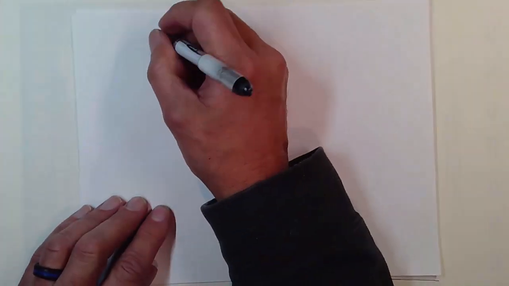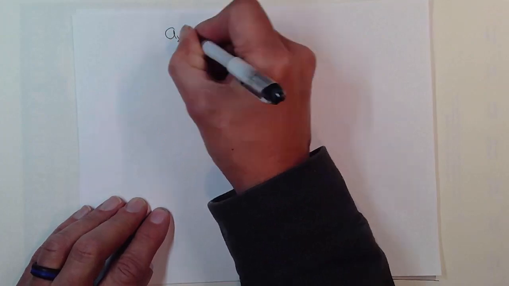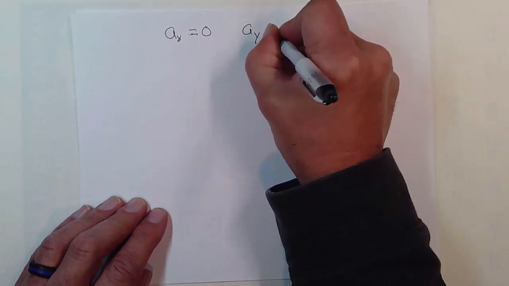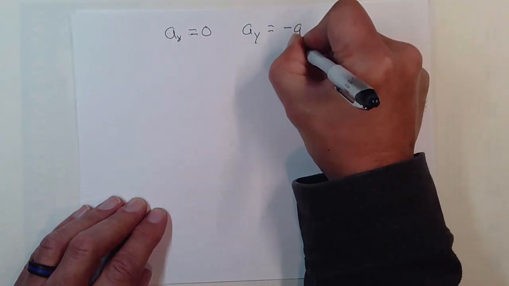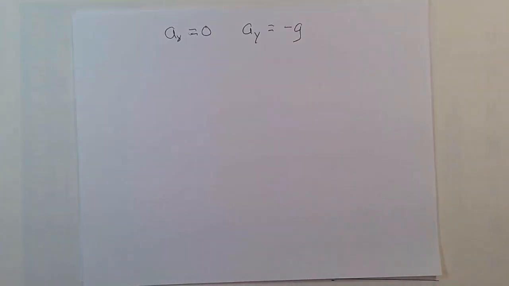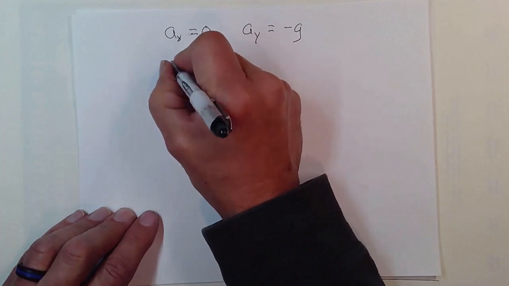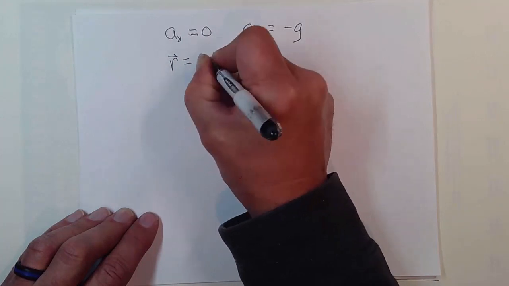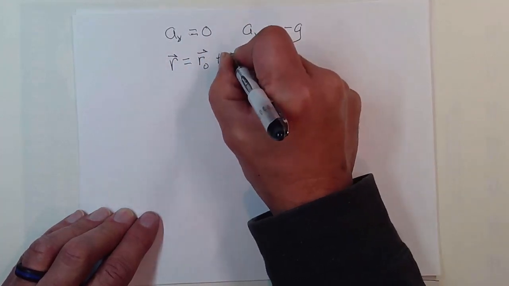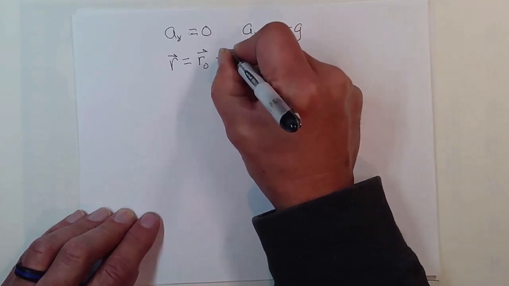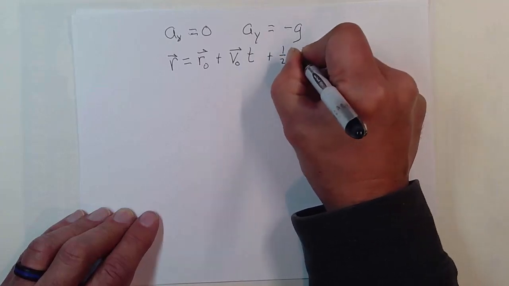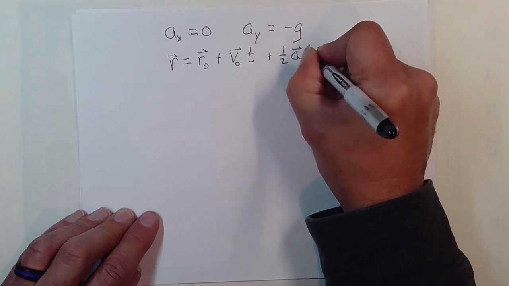And I'm going to take it straight to the situation where the acceleration in the x direction is equal to 0, and the acceleration in the y direction is going to equal minus g. And the equation that I'll be able to write down for this, the mixed equation, will look like this: r is equal to r naught plus v naught as a vector times t plus 1/2 the acceleration times t squared.